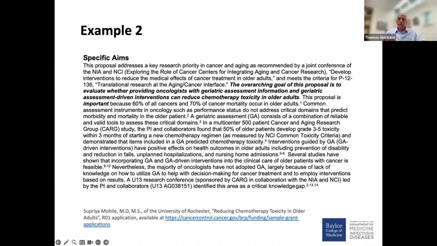Here's a second example, and I'm kind of rushing through this so we can have some time for questions. This is a second example from an investigator at the University of Rochester.